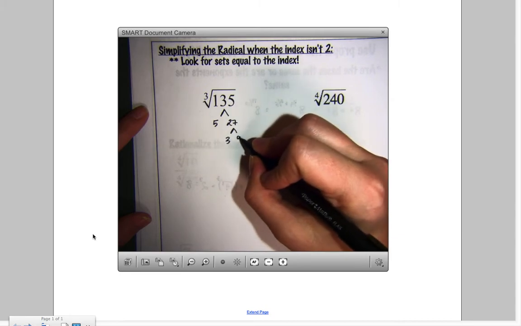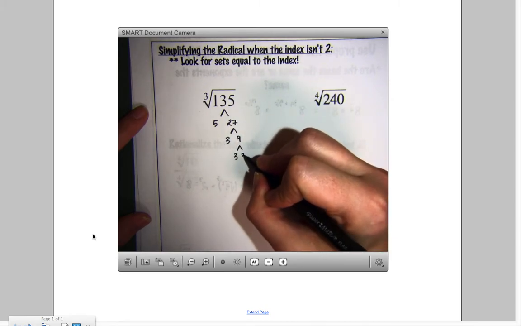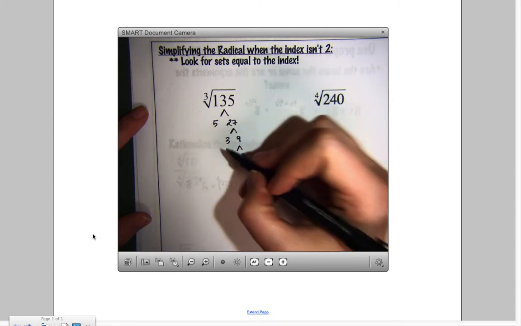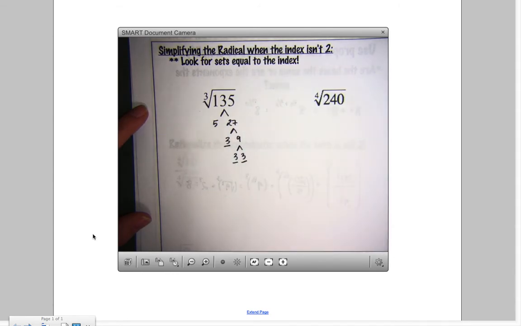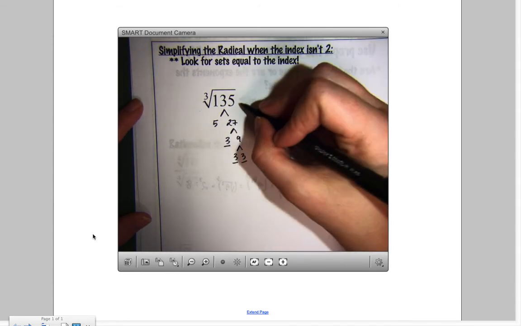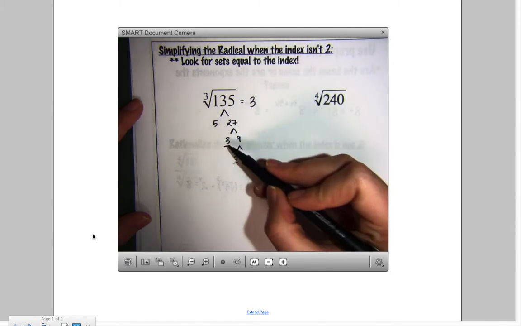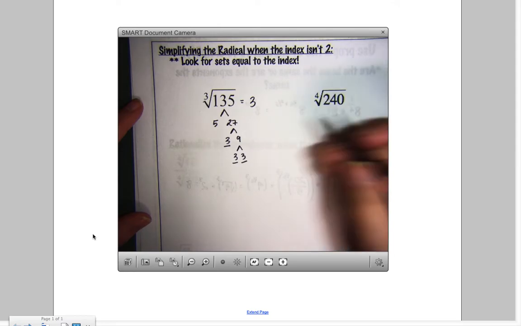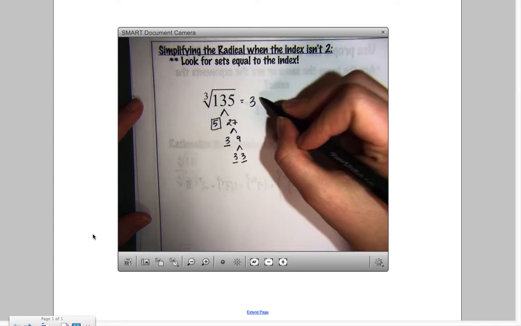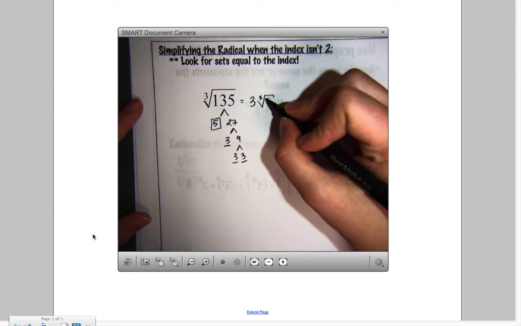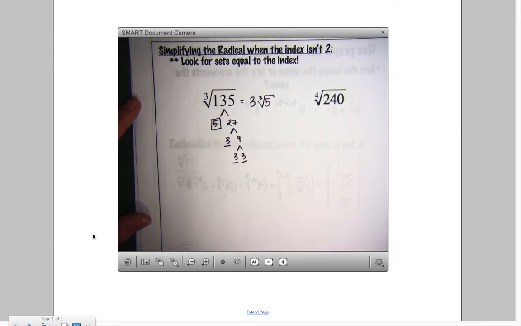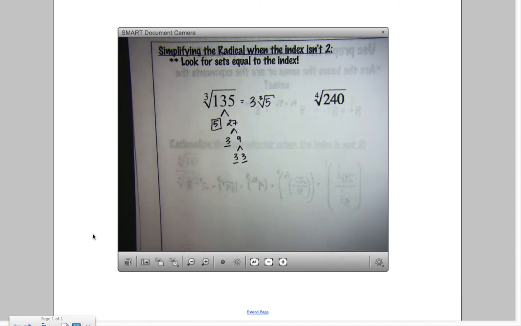27 can be split into 3 and 9, and 3 and 3. Notice that I have 3 3s. That group of 3 comes out front, and I'm putting a 3 because that's the number that I have 3 times. 5 is left over, so that's going to stay underneath your radical. So the cube root of 135 simplifies to 3 times the cube root of 5.